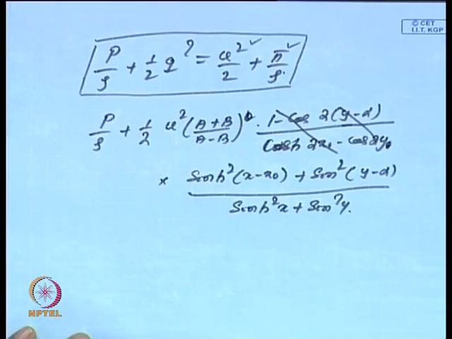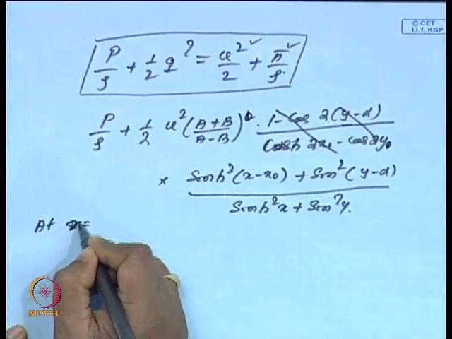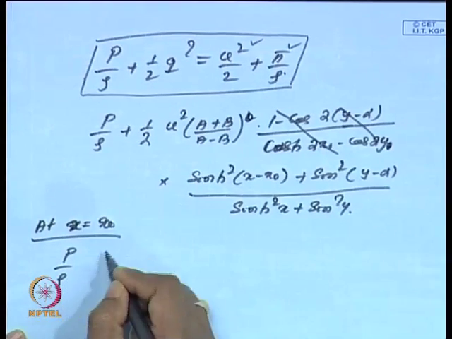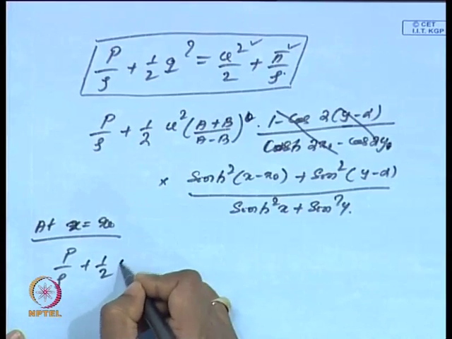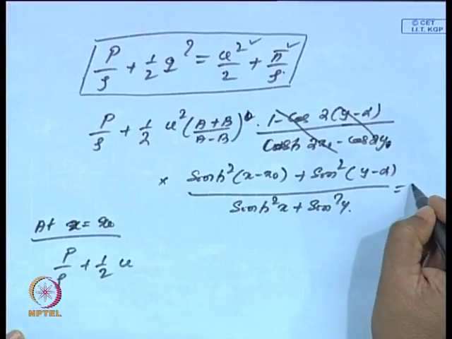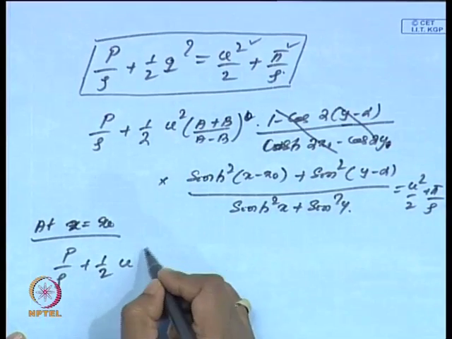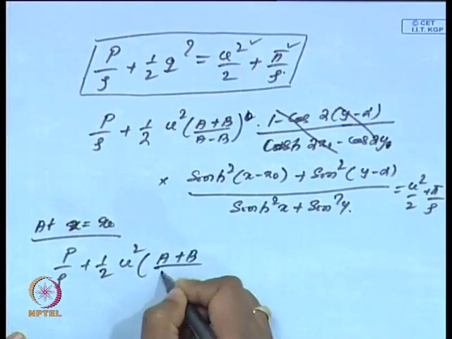So if I put x equal to x naught, then p by rho at any point on the cylinder, p by rho plus half, this is equal to u square by 2 plus p infinity by rho. So that is u square into a plus b by a minus b.